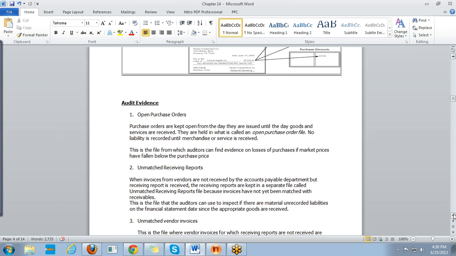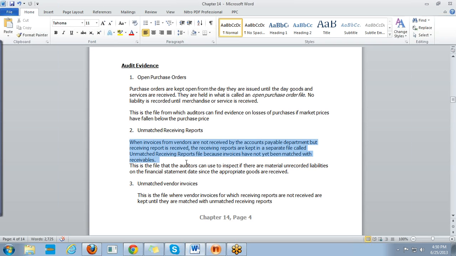Unmatched receiving reports. Invoices from vendors are not received by the accounts payable department, but the receiving report is received. The receiving reports are kept in a separate file. They have not been matched with the invoices. And unmatched vendor invoices: when invoices come before this, it's unmatched. When receiving reports come before invoices, it is unmatched. When purchase orders are open, but goods have not been received, it's open purchase orders.